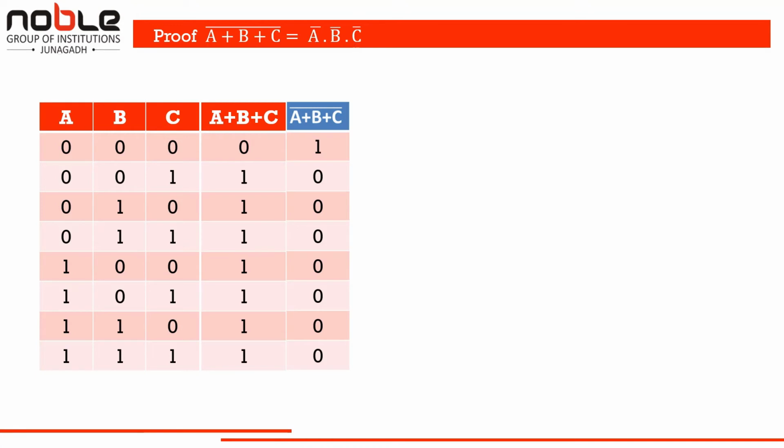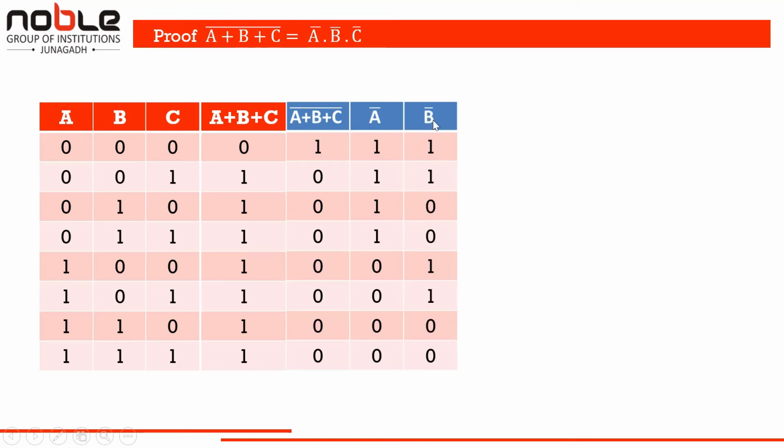So from A, B and C, we get the value of A bar as 1 four times and 0 four times. Whatever the value of A is, it is totally inverted into A bar. In the same way, B has the values 0, 0, so B bar has the values 1, 1; B has the values 1, 1, so B bar has the values 0, 0, and so on.